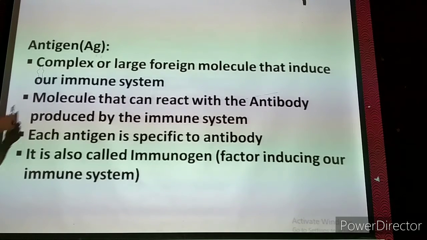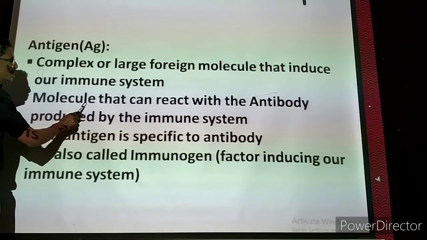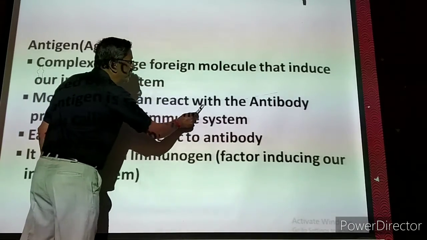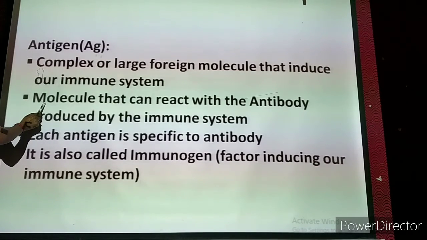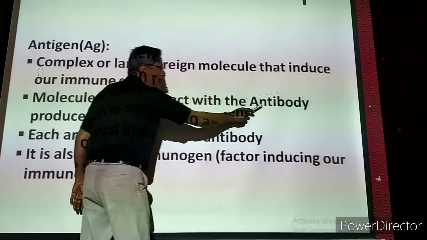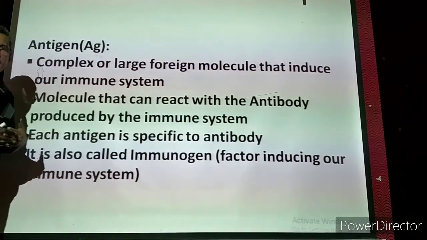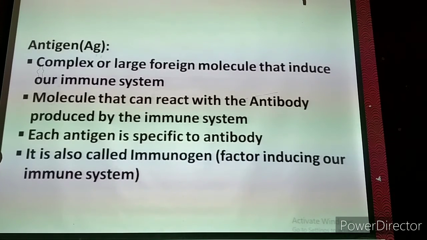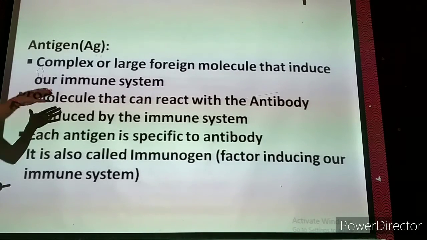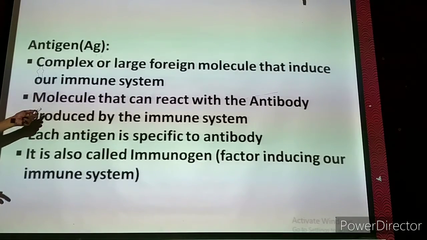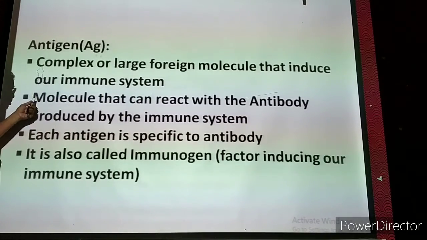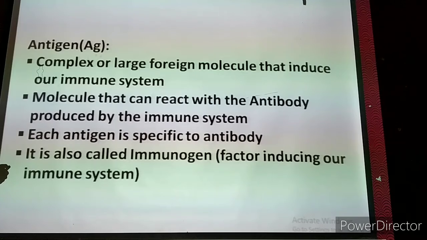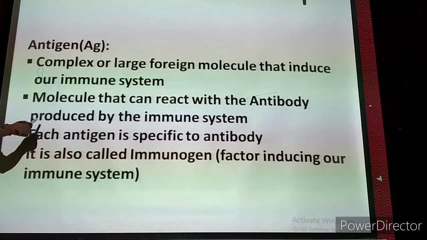Many meanings are there. The second point, these antigens are molecules that can react with the antibody. Once the antibody is produced, antigen will always react with the antibody. Antigen is a foreign molecule, antibody is our body molecule. Both will react at the time. Which is more powerful, we have to see. If our antibody is powerful, the antigen will be destroyed and we will not get disease. Sometimes our antibody may be weak and the pathogen, the antigen molecule, may be powerful. At that time we are getting sick, we are getting disease.